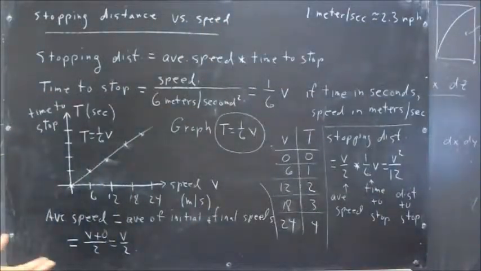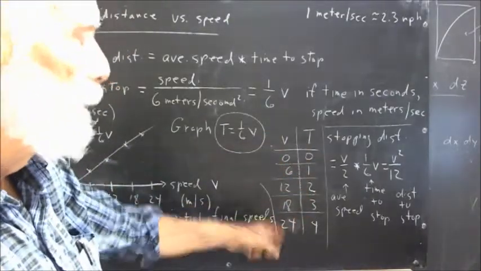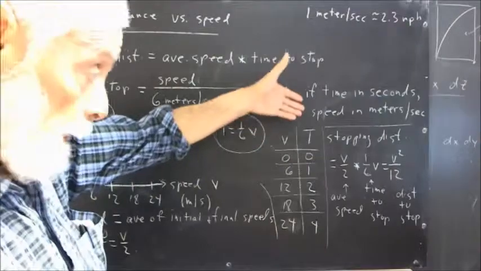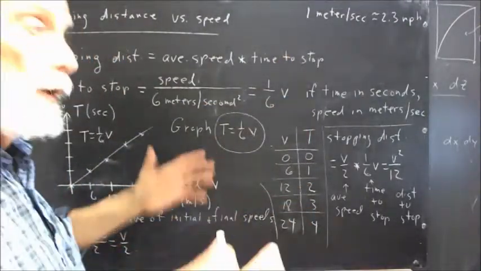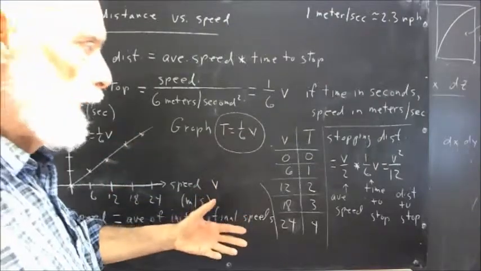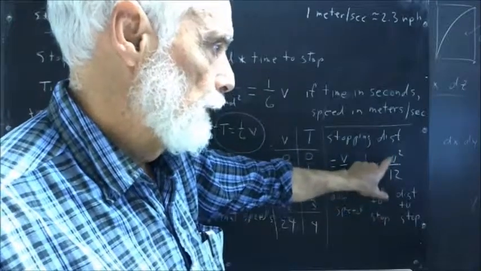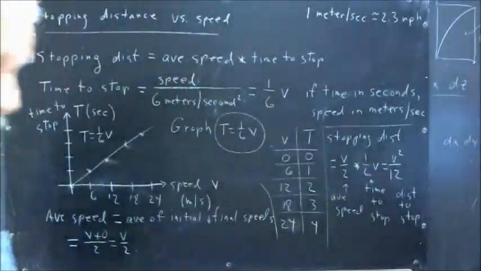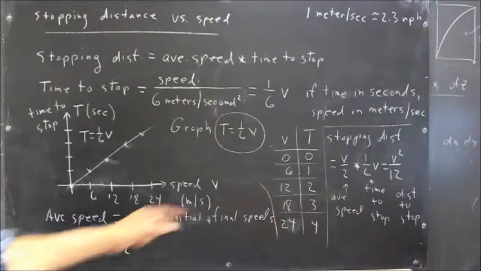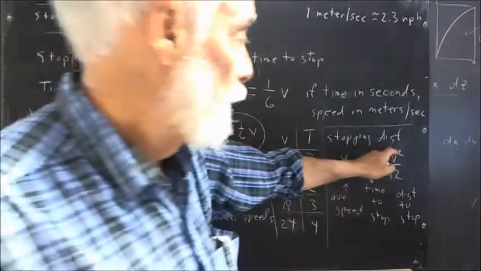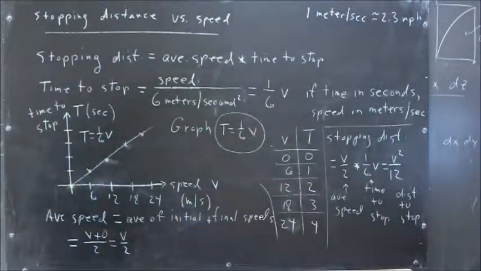Now the idea is simple enough. The greater your speed is, the greater your average speed is too, and the longer it takes to stop, so you're multiplying longer time by greater average velocity. So velocity appears twice, and you get a stopping distance that's proportional to the square of velocity. Now there's another wrinkle on this, but you see where we're getting a quadratic function out of this. V squared over 12 is, of course, a very simple quadratic function.